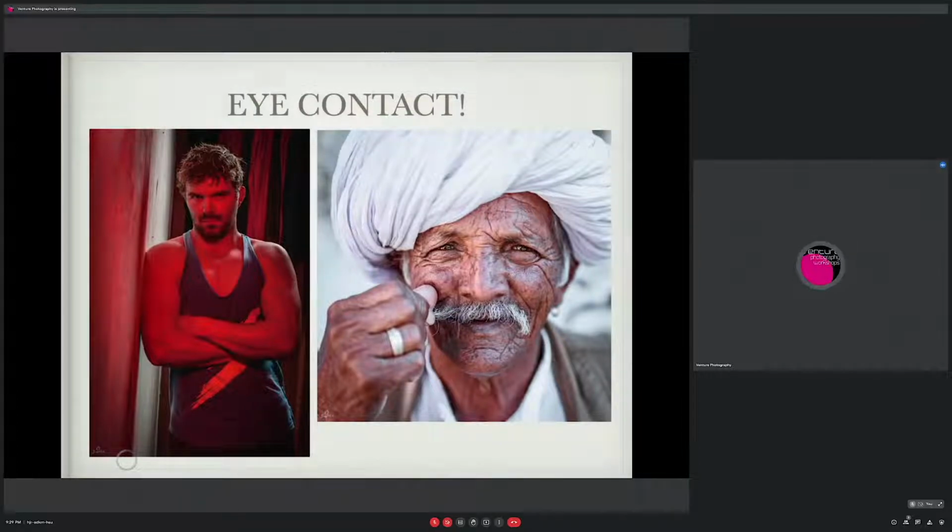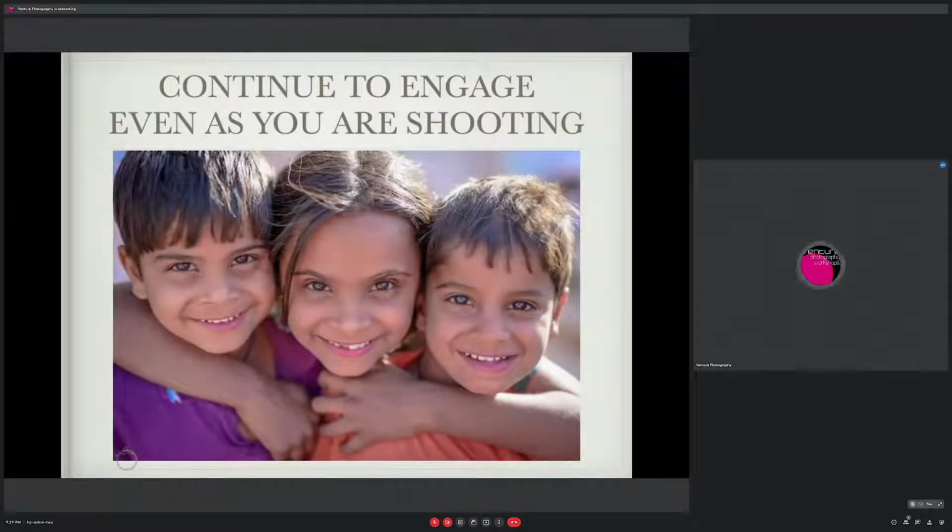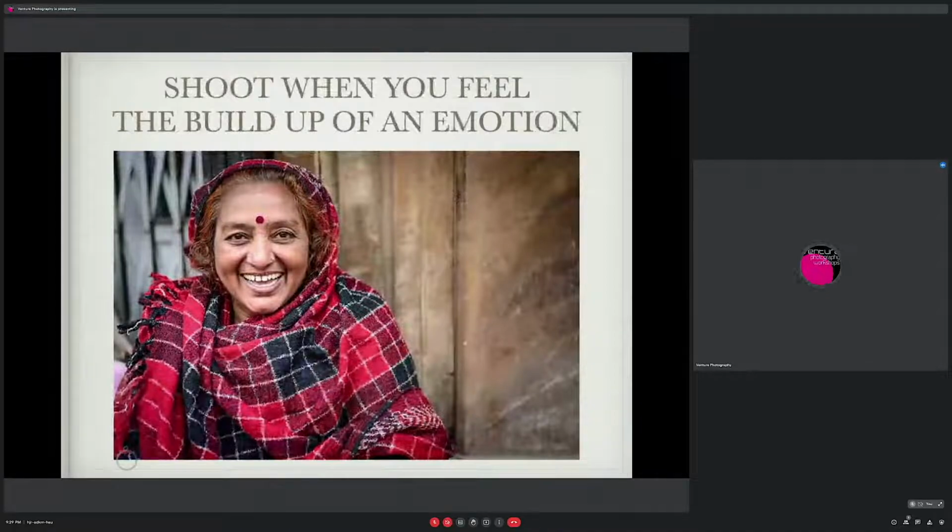So the moment you put the camera in front of your face, they're not connected to the camera. They're still connecting to your voice, which means that you need to take the opportunity to make as much eye contact as possible with the subject during the shoot itself. You focus on their eyes, you engage with their eyes, and you continue shooting, and continue to engage even when you're shooting. And you always keep an eye on that buildup of emotion from that moment of uncertainty to the moment of connection, the moment of trust, and then you just shoot your 2 or 3 frames very quickly, and you'll get that key moment.